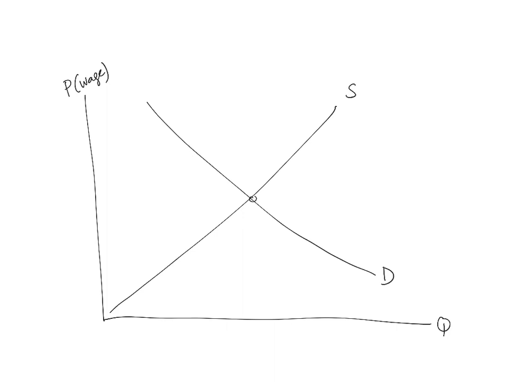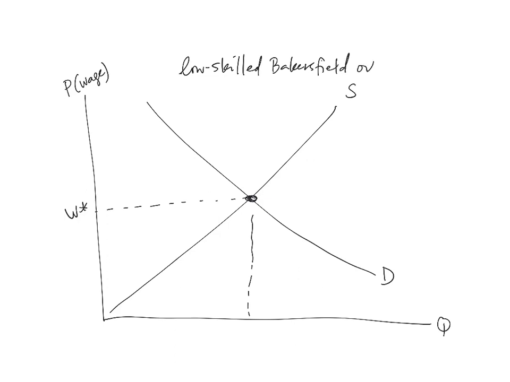So at any point, the intersection of labor supply and demand is what determines the wage rate for this particular, let's say this is low-skilled Bakersfield oil workers, right? So we can be as specific or as broad as we want with our labor markets, but usually it's helpful in our class especially to be distinct about which market we're talking about.